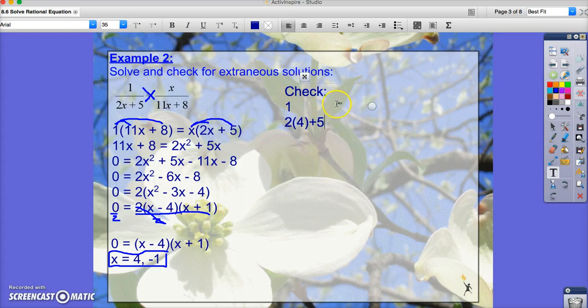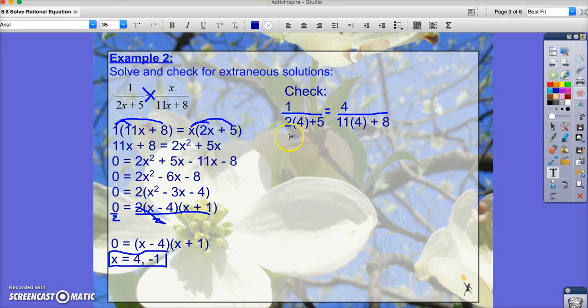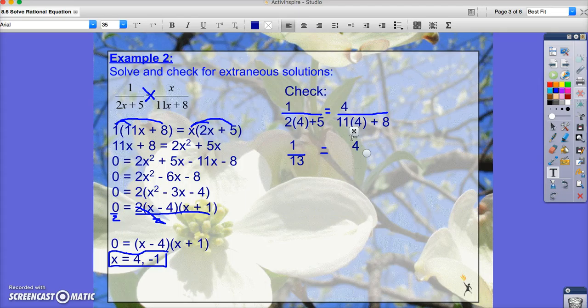I'm going to write a little bit differently here, so just so you guys are okay with this. Move this over here. So plug my numbers in. This is a fraction. Equal. This is a fraction here. So from here I get 1 over 2 times 4 is 8. 8 plus 5 is 13. All right, that's my first one. See if it equals. Let's type our other fraction out. We get 4 over 44 plus 8 is 52.